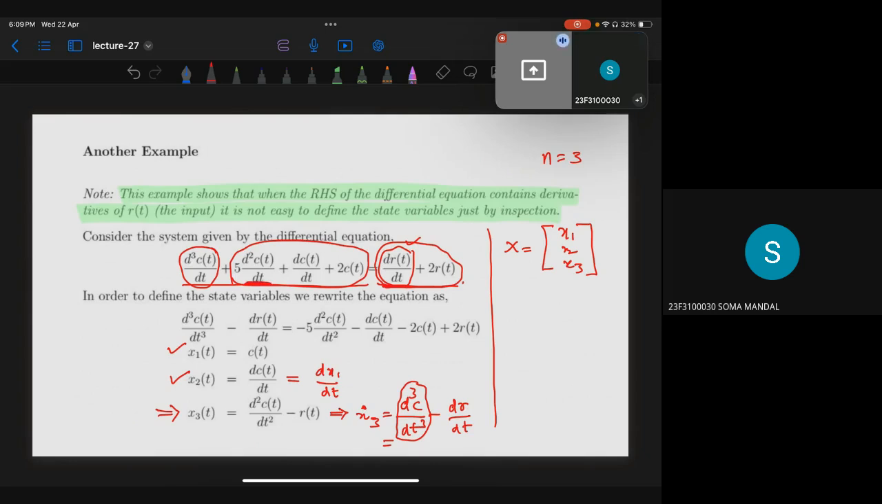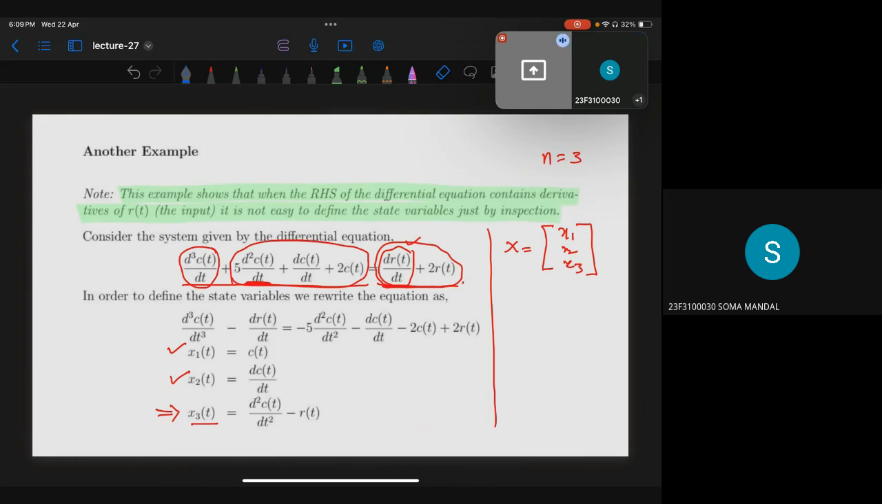Because we know this is nothing but x3, this is x2, and this is x1. So that is how we will get it. Is this clear? That's the intention. Now you could see that instead of choosing d square c by dt square, we choose d square c by dt square minus r of t. That's the intention.